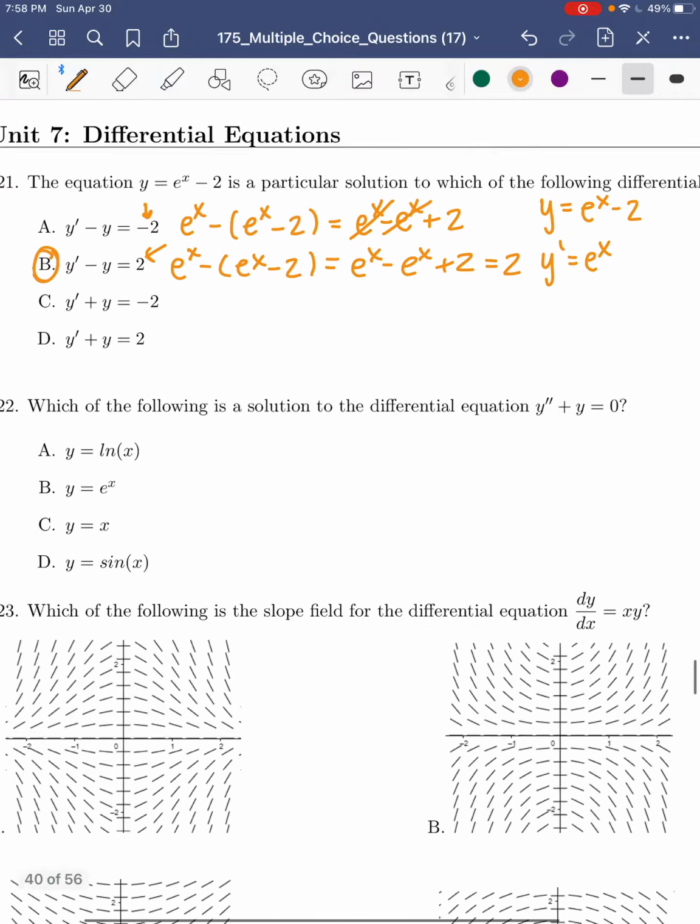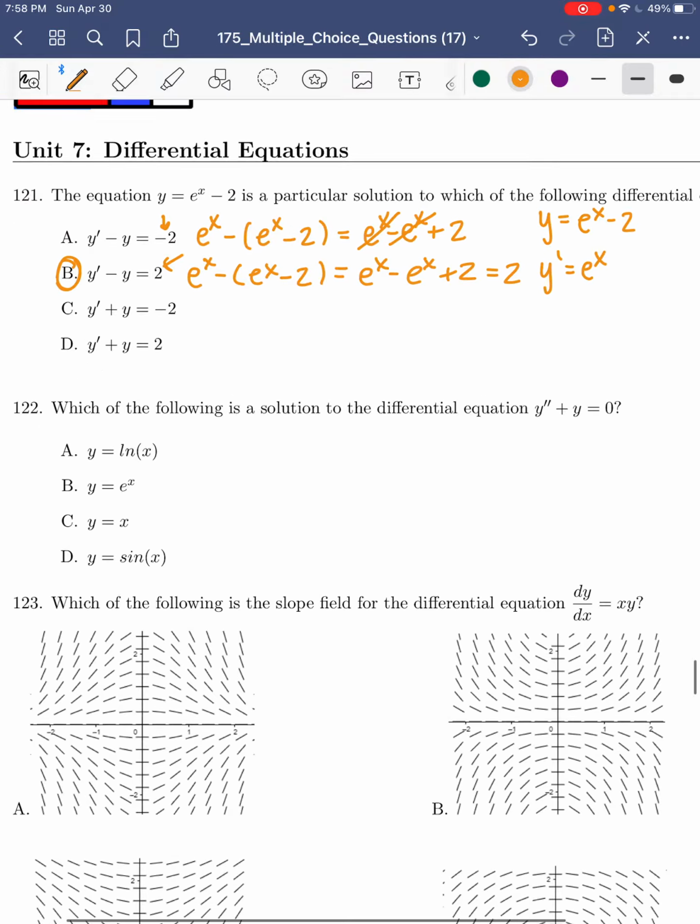Same thing goes for number 122. Looking at this, I'm going to work backwards. I'm going to plug in the second derivative and the first derivative of each of these functions. Right away, I don't really want to do natural log, so I'm going to save that one for last. I'm going to start by plugging in B. The second derivative of e to the x is just e to the x, plus y is e to the x. So I'd end up with 2 e to the x, and that does not equal 0. So it's not B.